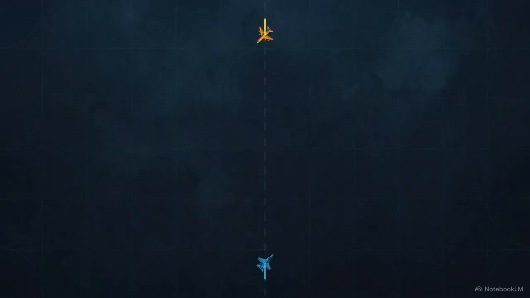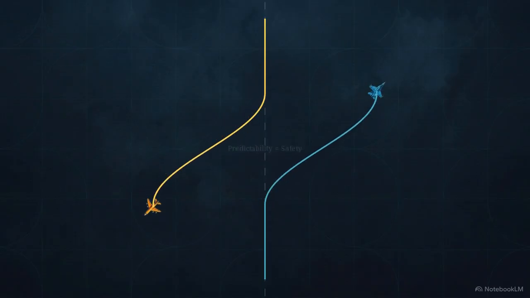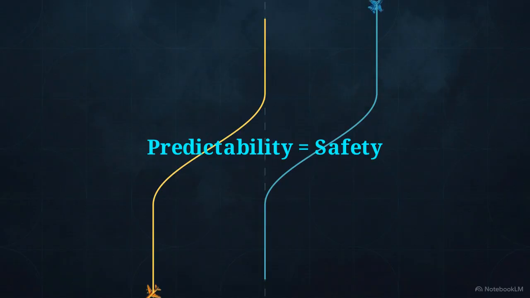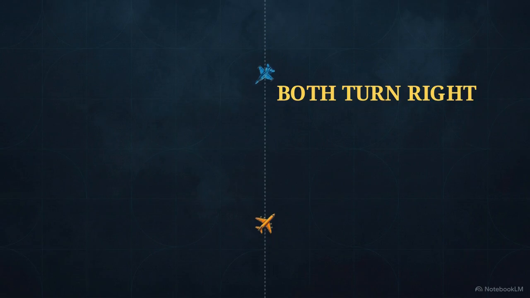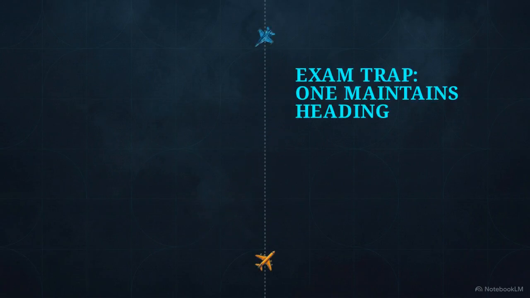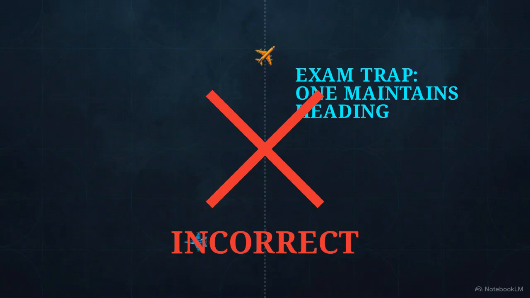Understanding these rules is essential for the DGCA exam and for ensuring that every maneuver in the cockpit is predictable. Standardized behavior is what prevents collisions when seconds matter. In a head-on approach, both aircraft must alter their heading to the right. Examiners often use a trap here. Options may suggest aircraft A turns right while aircraft B maintains heading. That is incorrect. The rule requires action from both pilots.